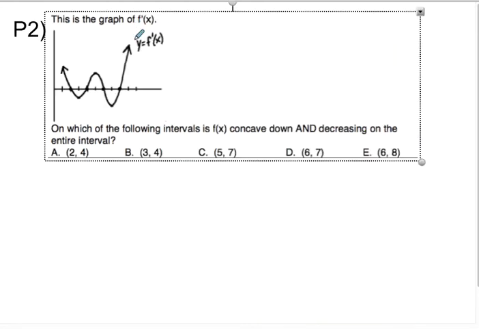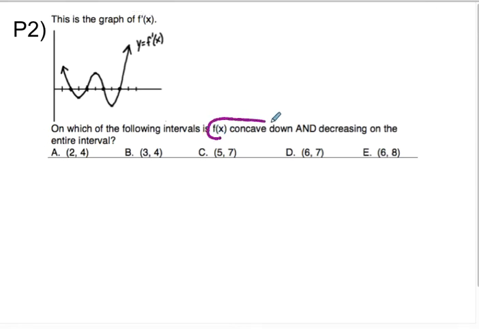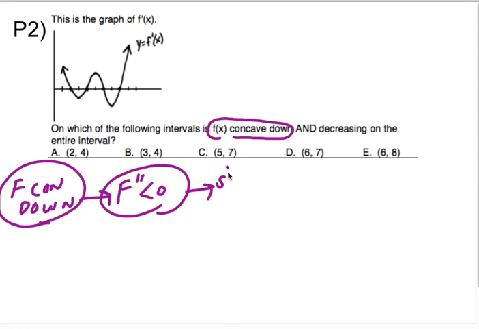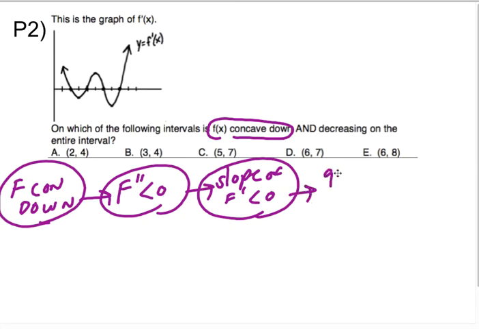All right, go ahead and give it a try with the same idea, right? Here we want to know when f of x is concave down and decreasing. So remember, you want to clearly write what's being asked. So not just concave down, but f is concave down. Well, f is concave down means the second derivative of f is less than 0, right? Which means the slope of f prime is less than 0, which means that the given graph is decreasing, right?